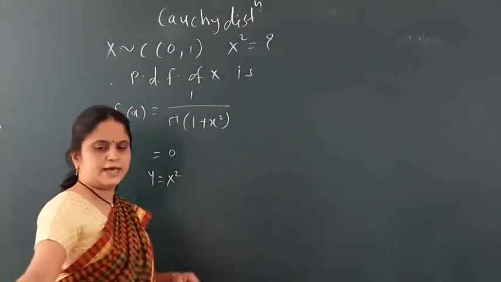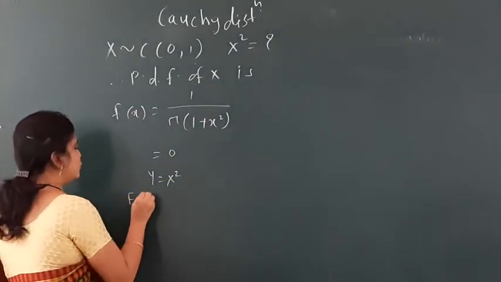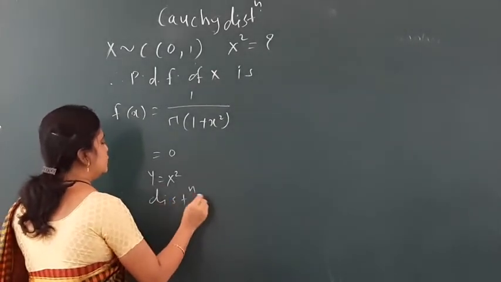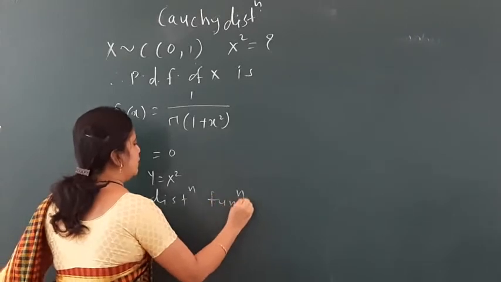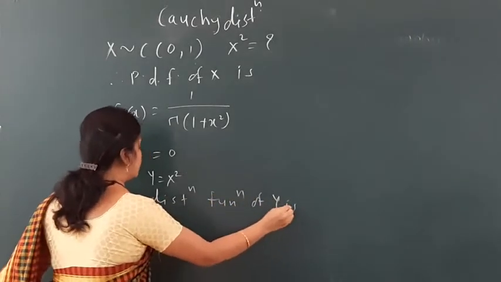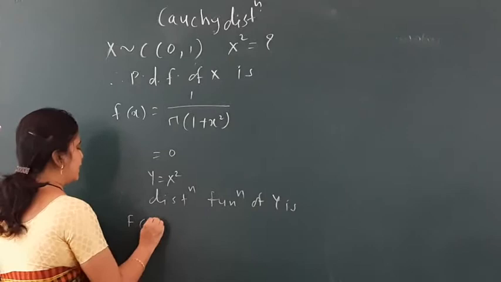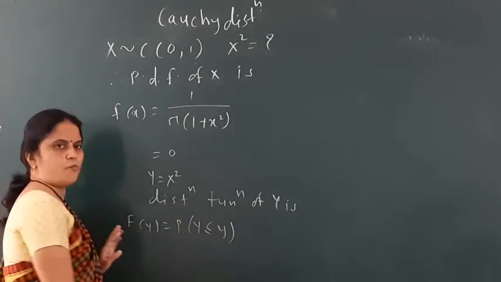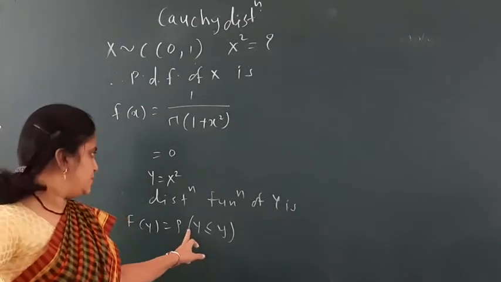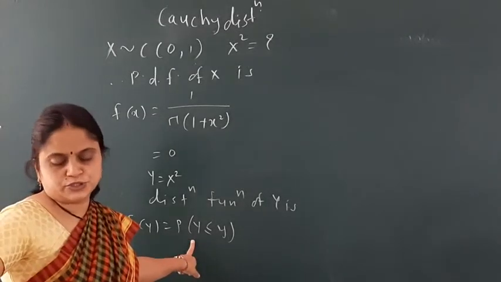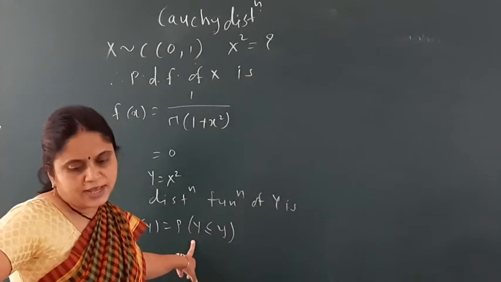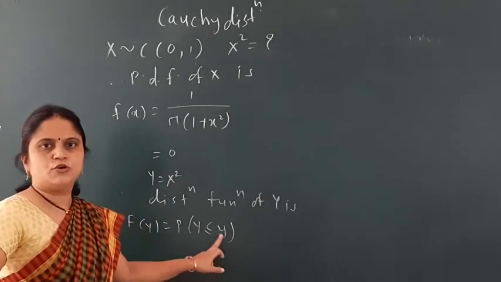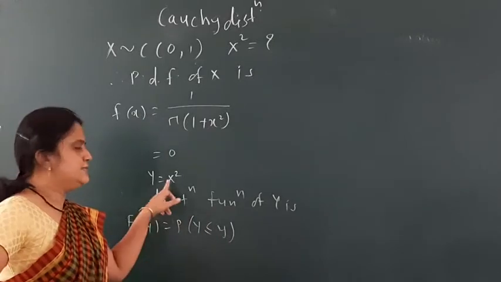So I need to find F of y. Let me write it first. The distribution function of Y is, by definition, F of y equal to probability of Y less than or equal to y, since this is the definition of the distribution function. Now since we consider Y equal to X square, I replace the capital Y with X square.